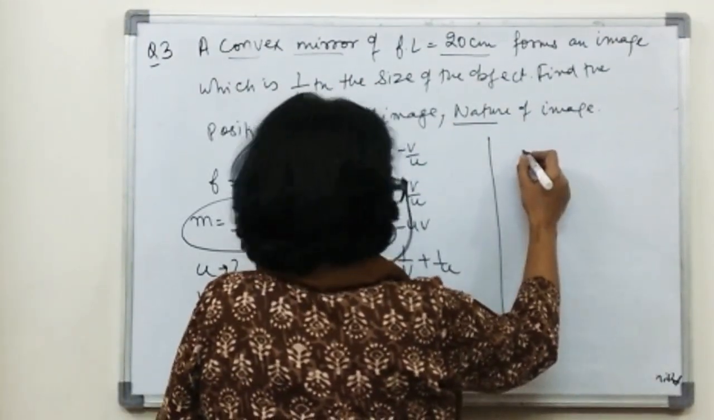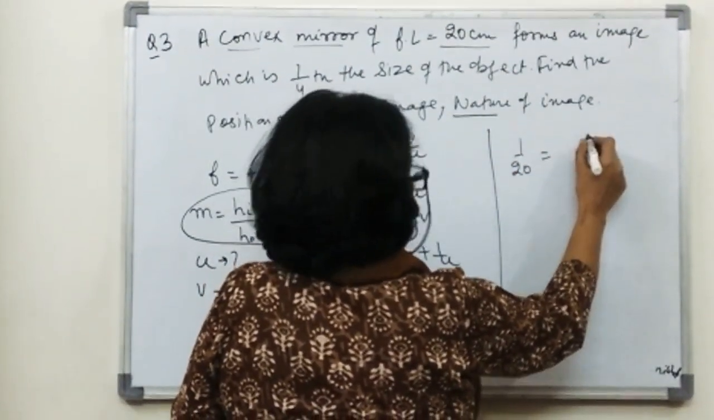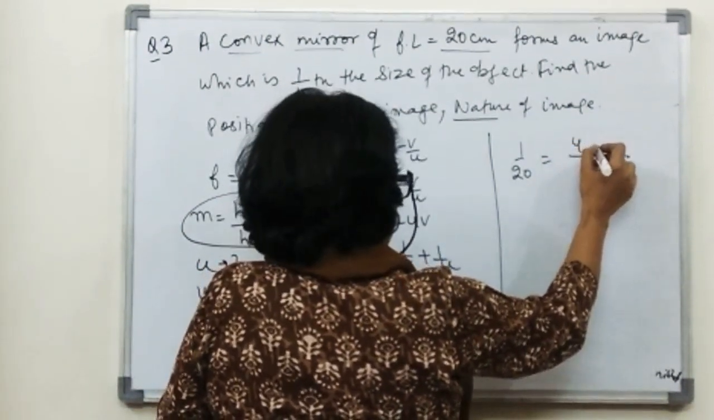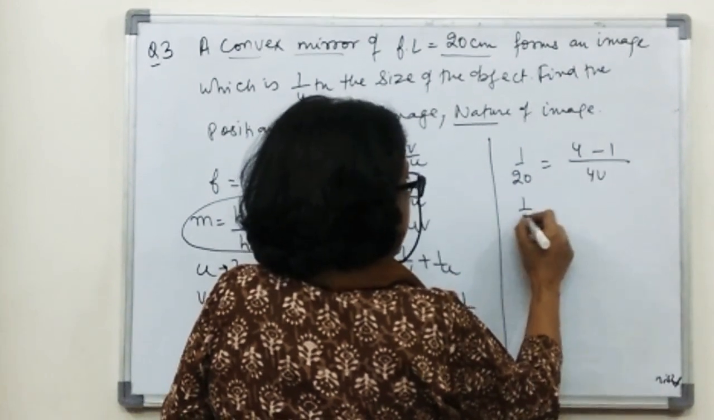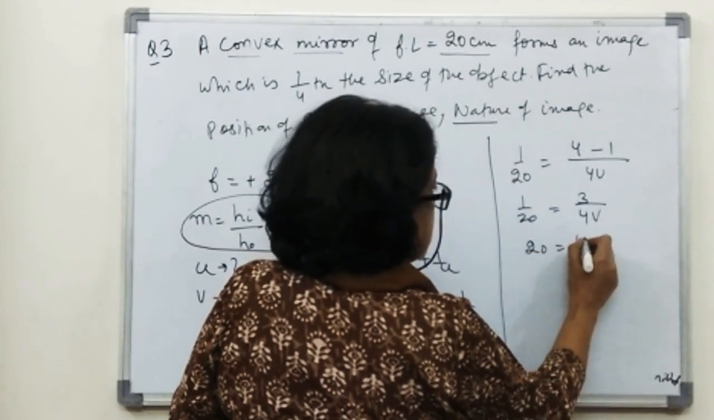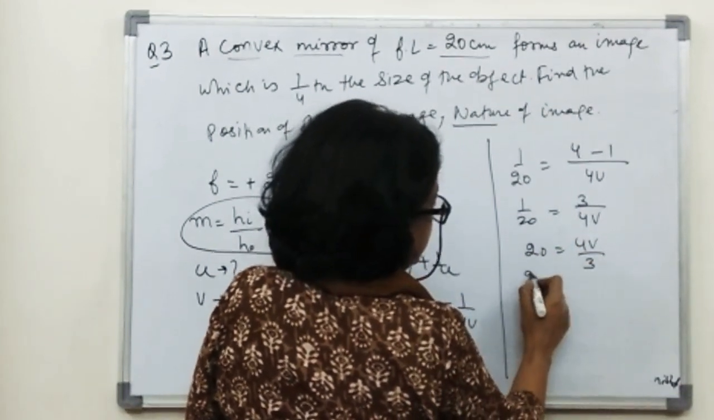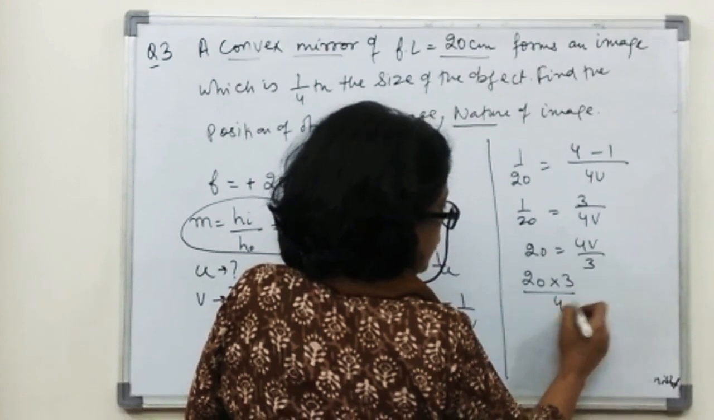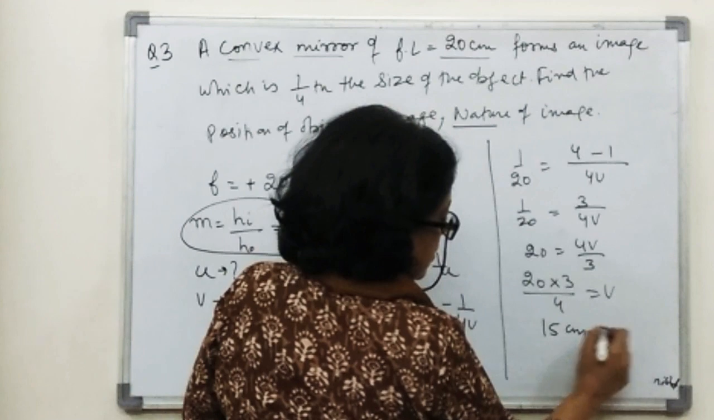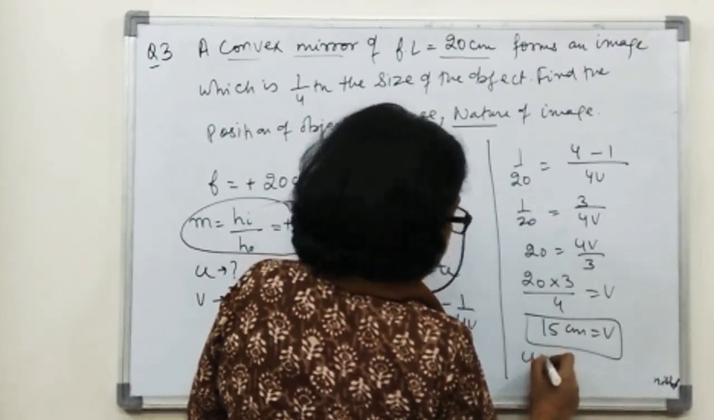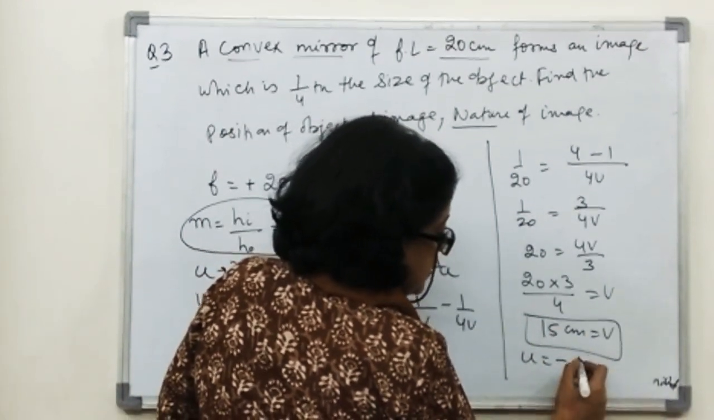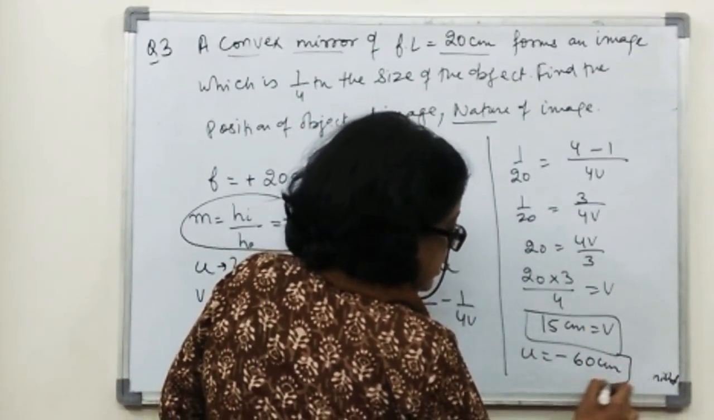We take the LCM. 1/20 is equal to 1/4V, 4V. So it will be 4 minus 1. So it will be 1/20. Simply mathematics is done. So V is coming out to be 15 centimeter. And U will be minus 4V, that is minus 4 into 15, that is minus 60 centimeter.